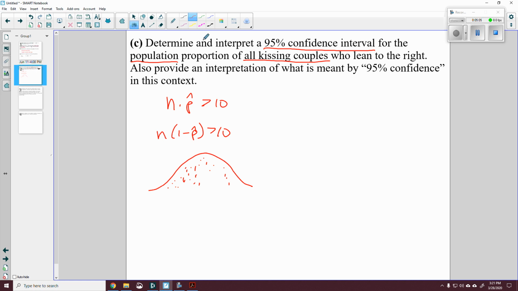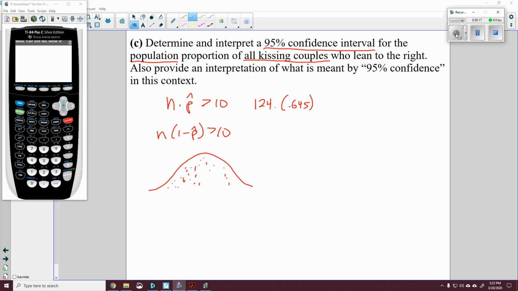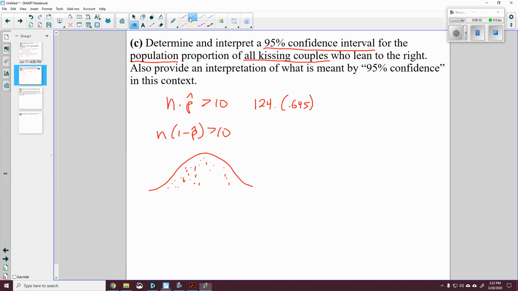So let's find out. My n was 124, and my p hat was 0.645. Let's pull up a calculator and find out. Is 124 times 0.645 going to be greater than 10? Well, sure enough, it is. That is equal to approximately 80, which is definitely greater than 10.